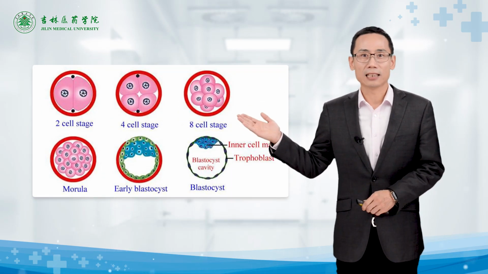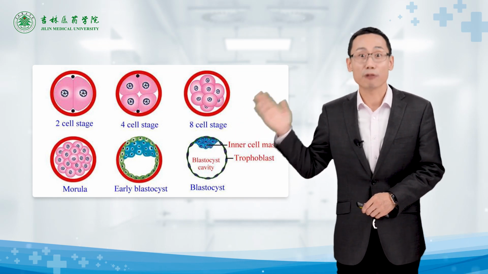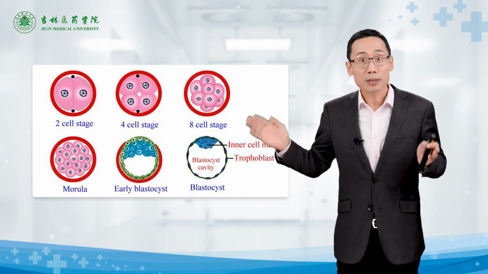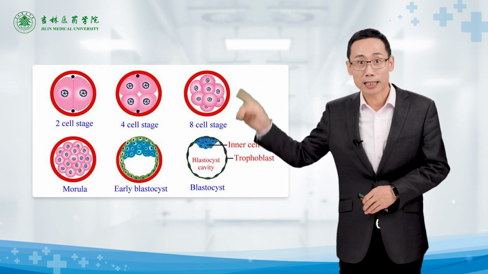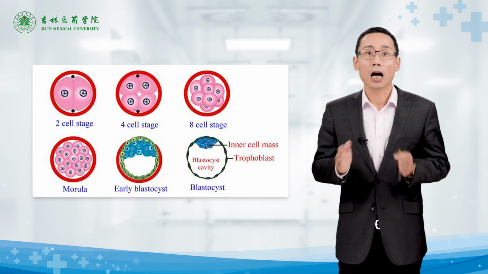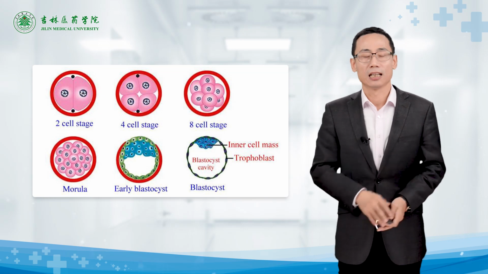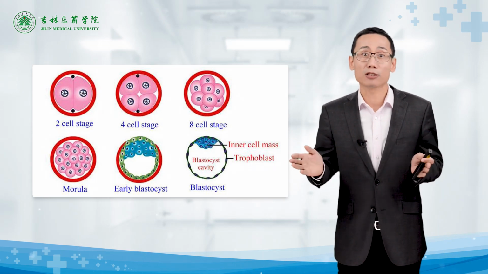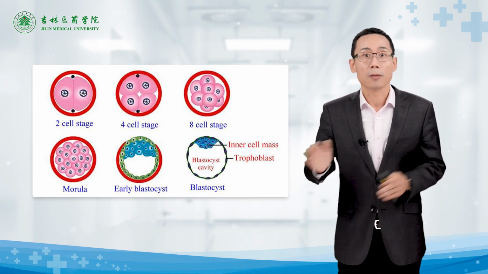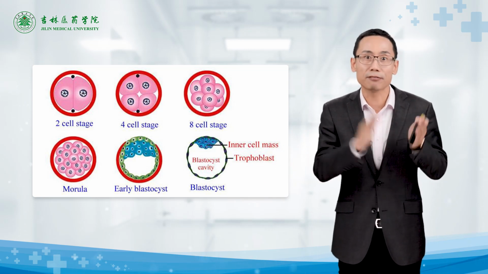In this slide, we look at the changes in cleavage and blastocyst formation. It can be seen that the red ring structure is the zona pellucida, which existed all the time before the formation of the blastocyst. With the formation of the blastocyst, the zona pellucida began to degenerate and disappeared after the formation of the blastocyst.